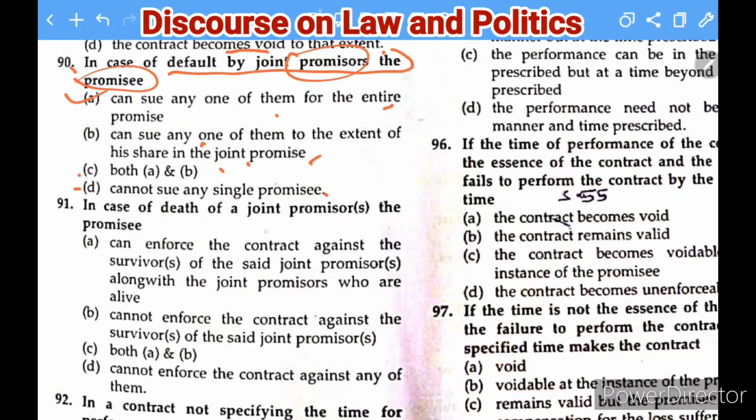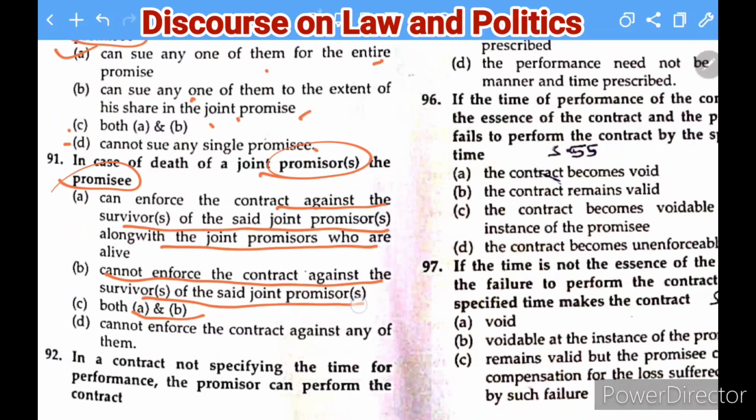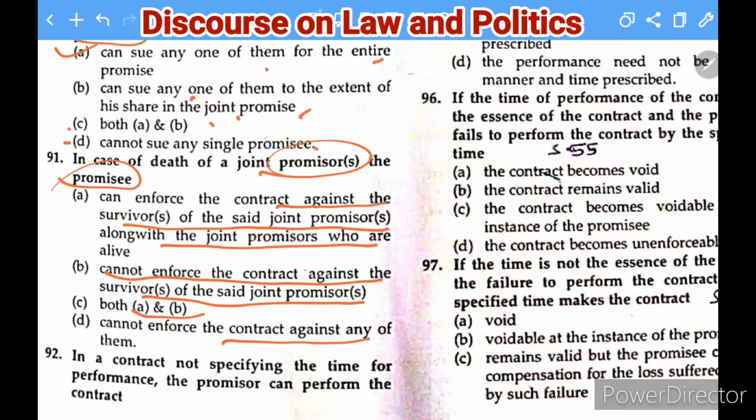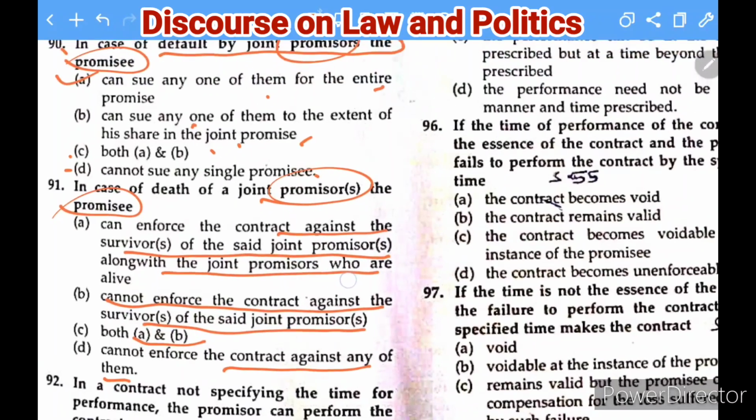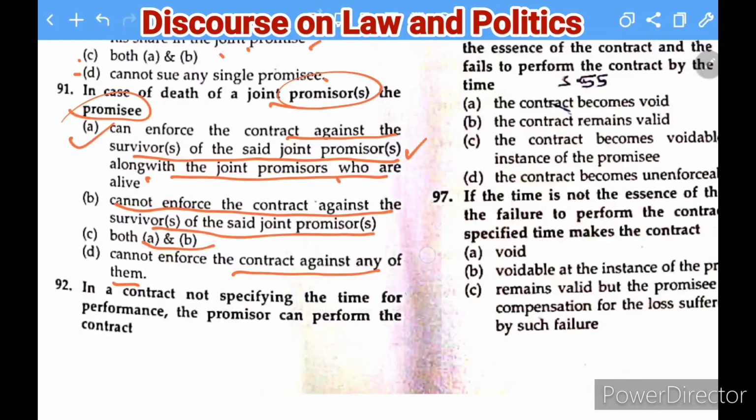In case of death of a joint promisor, the promisee can enforce a contract against the survivors of the said joint promisors along with the joint promisors who are alive, cannot enforce a contract against the survivors of the said joint promisors, both A and B, cannot enforce a contract against any one of them. So which is the right answer? Yes, he can enforce a contract against the survivors of the said joint promisors along with the joint promisors who are alive. Moving to the next question, question number 92.